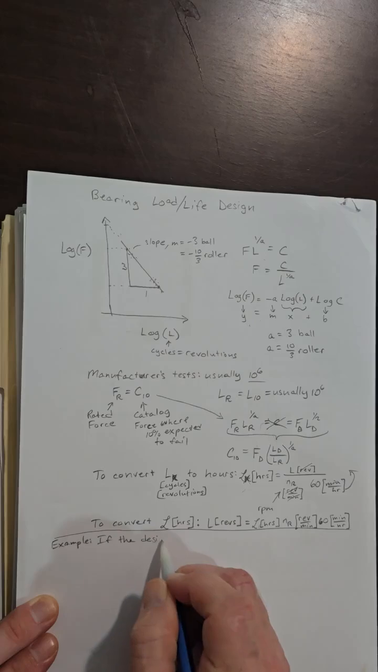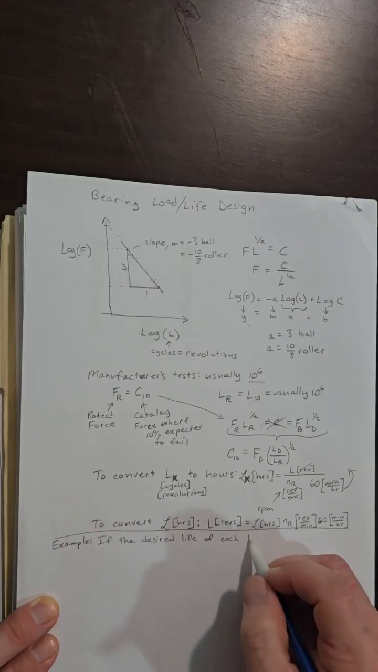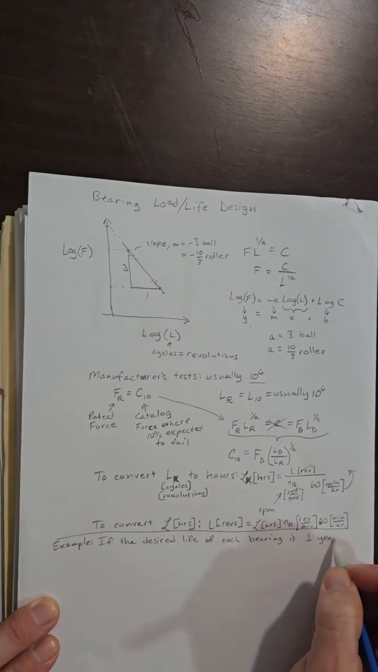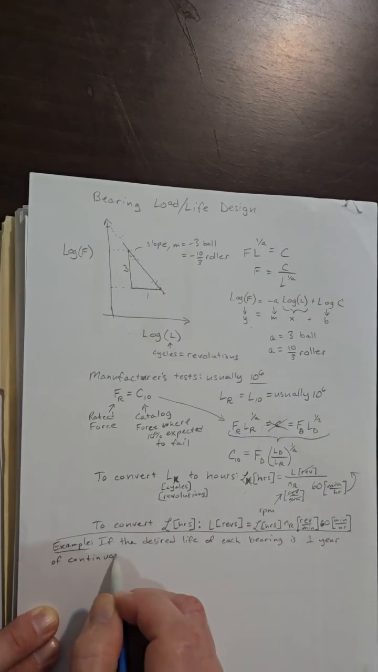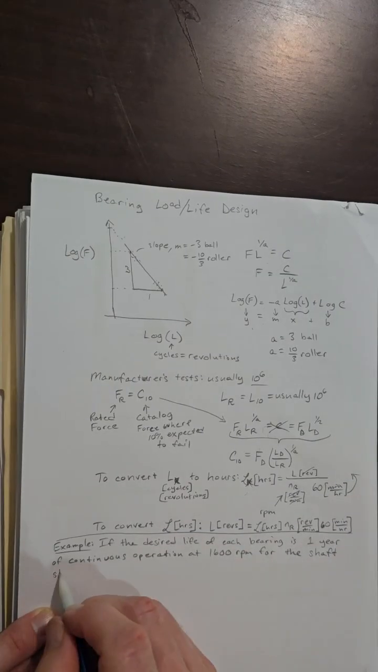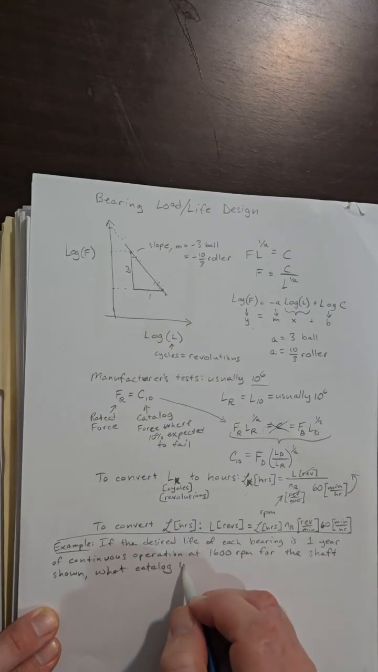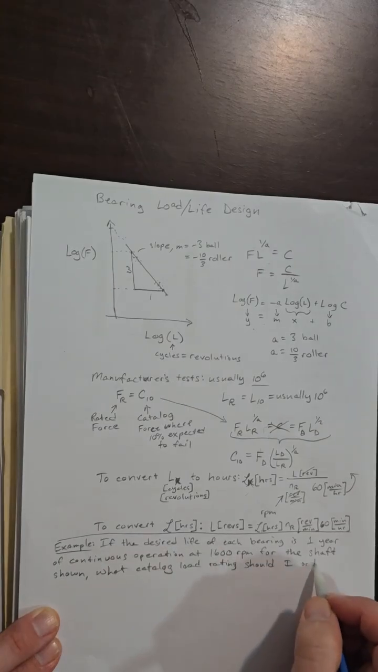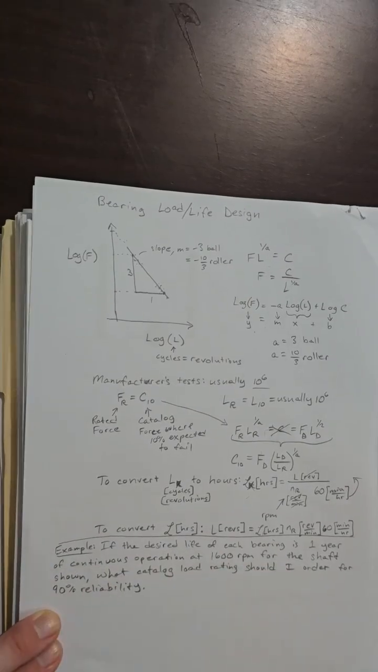Let's do an example. If the desired life of each bearing is 1 year of continuous operation at 1600 RPM for the shaft shown, what catalog load rating should I order for 90% reliability?